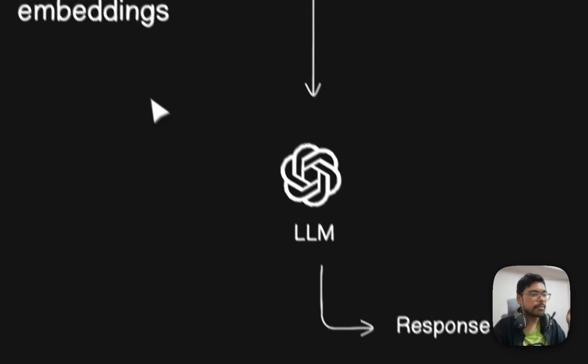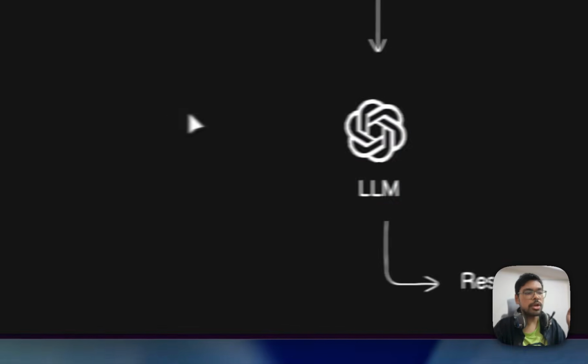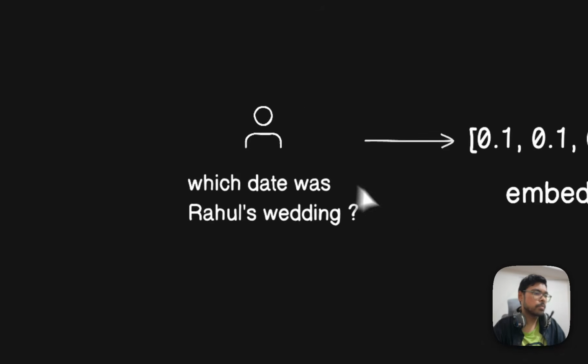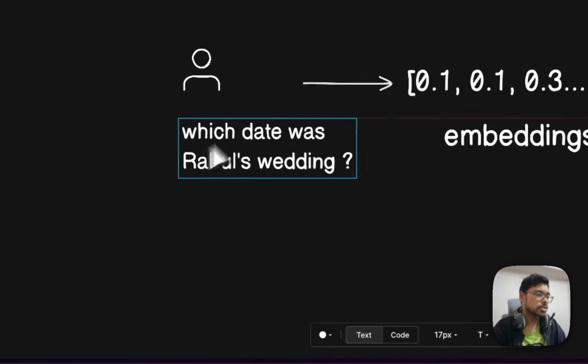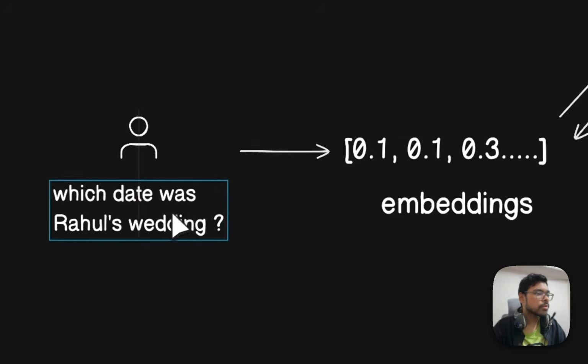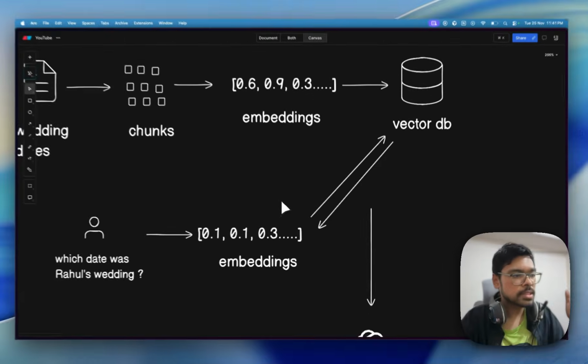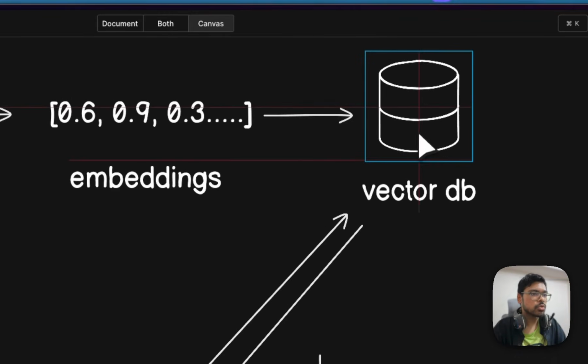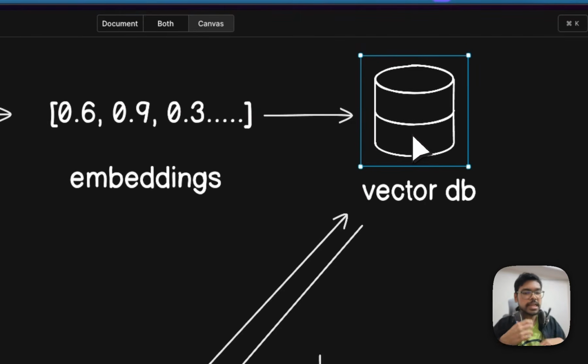So the LLM, suppose I'm using OpenAI, will not know the date because it's not trained on that. So what happens is, we give this query, and we convert this query into embeddings. This query does a vector search or similarity search with the embeddings in the vector DB. Then we get the relevant chunks.